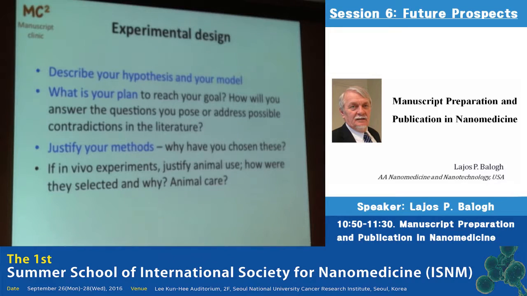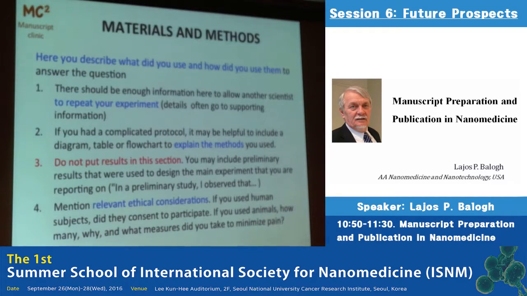Justification cannot be, oh, we had these models in the lab, it was close. There has to be a scientific reason, such as animal care and so on. Materials and methods get simpler because it is getting more and more technical, and that's usually the least of a problem. There should be enough information to understand and repeat your experiment, with the details going to the supporting information. Do not put results in this section. Results are data.